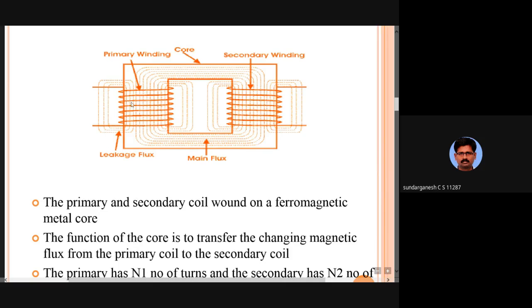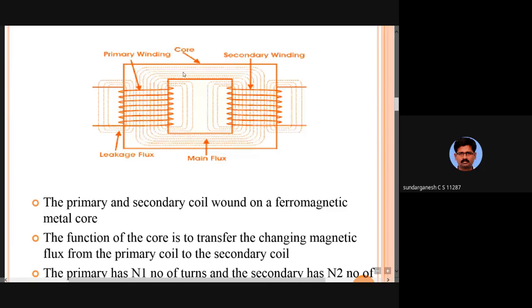Okay. This is the primary winding. This is the secondary winding. The common material we are calling the ferromagnetic metal core. This is the leakage flux. So we are passing the current, so it will create a flux. It will reach the secondary winding and it will produce the voltage.